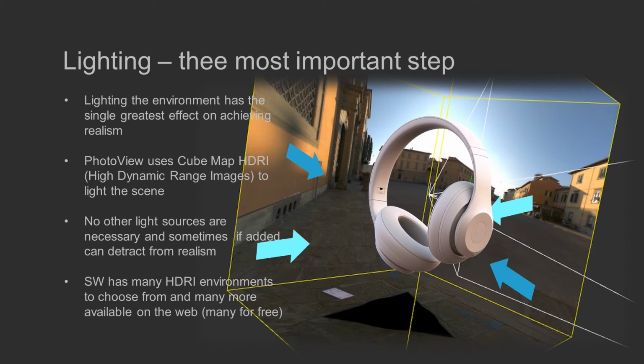So there are a lot of HDRI environments available for PhotoView, and there are even more on the web. If you want to create your own custom HDRI environments, you can do that and use those in your photo rendering, and I'll talk more about that in our part 2 episode.